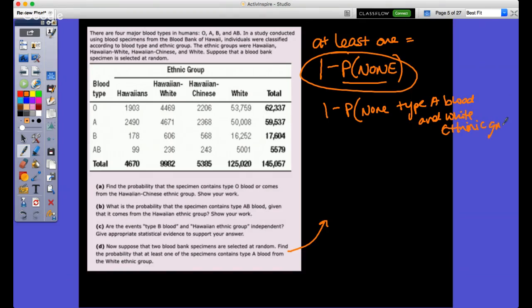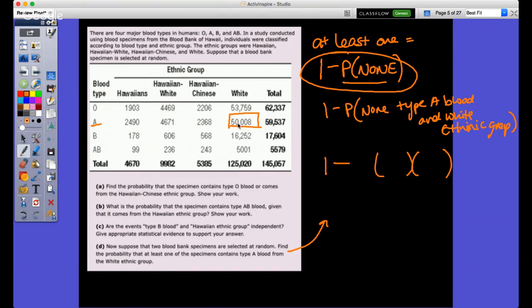So what would be the probability that none of them would be? Well, take a look at it real quick, because that's really what we're focused on. Remember, 2 blood bank specimens are chosen at random, so it's not just 1. We're talking 2 different events, right? This is going to be the same probability. So what is the probability that the first one would have type A blood in the white ethnic group? Type A blood in the white ethnic group would be here, right?